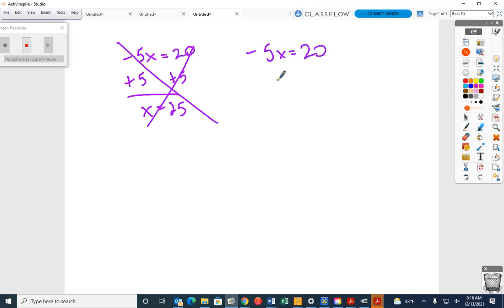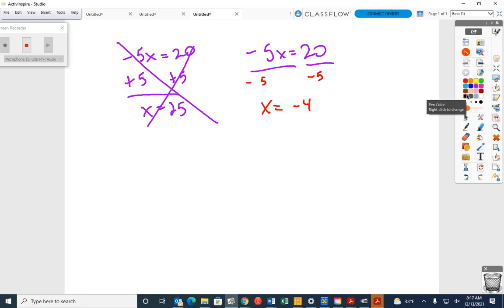This means negative 5 times x. How do I undo multiplication? You divide. And I divide by whatever is being multiplied by that variable. In this case, what's being multiplied times the variable? Negative 5. Okay, so this cancels. I have x. What's 20 divided by negative 5? Negative 4.